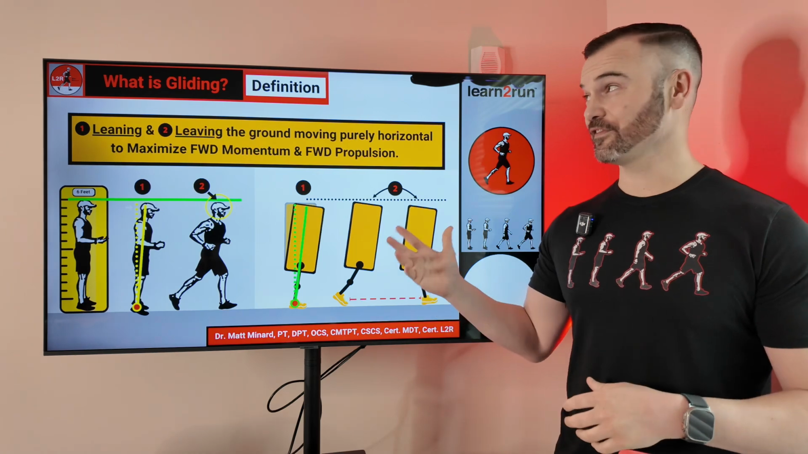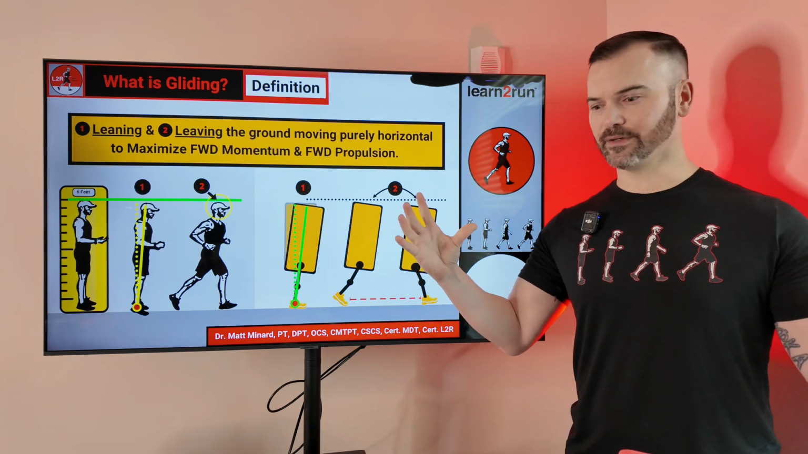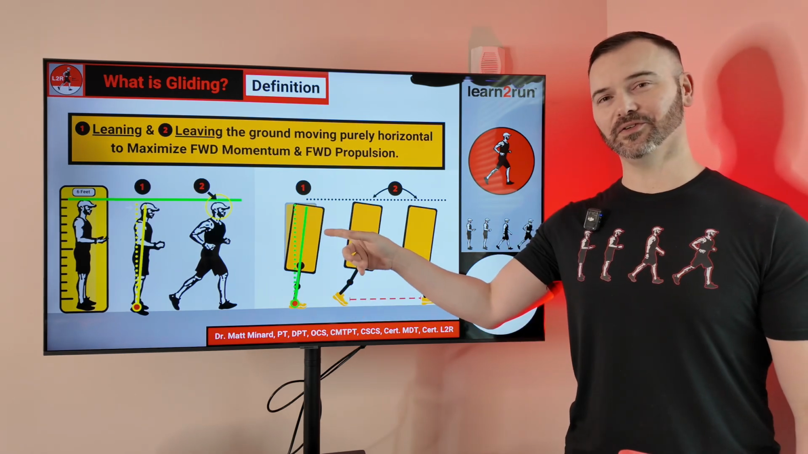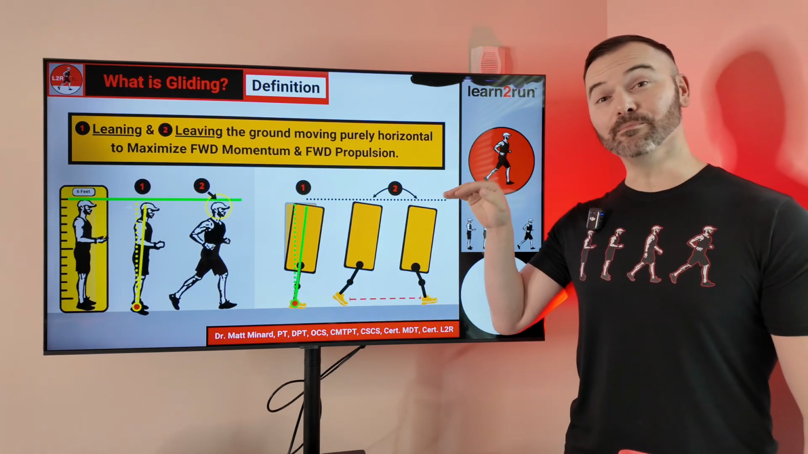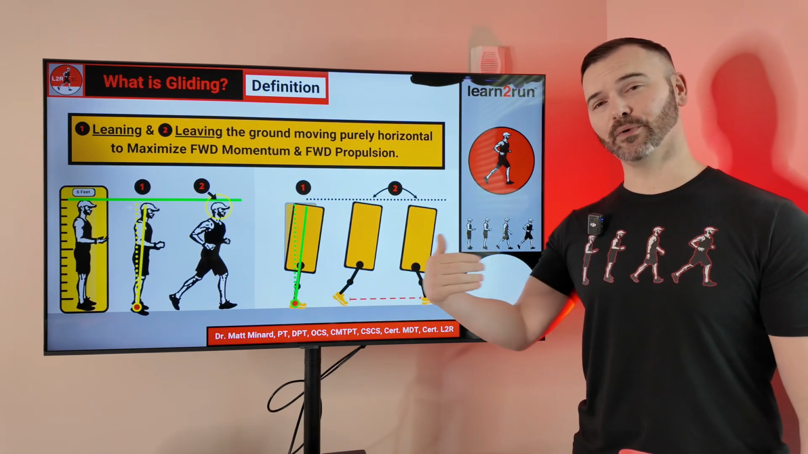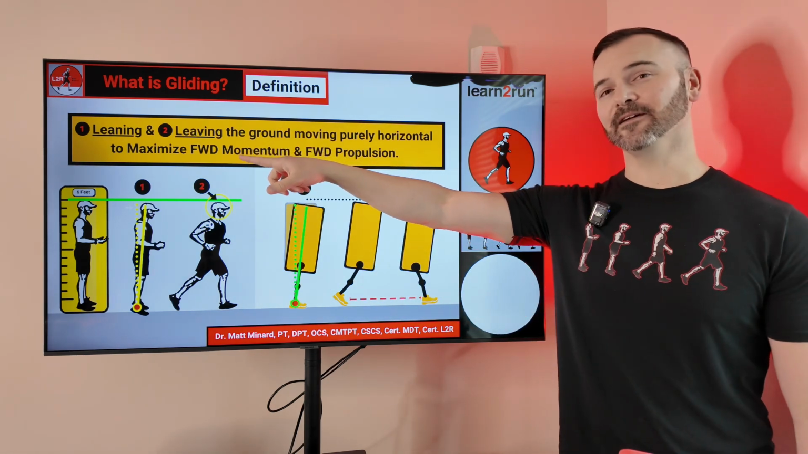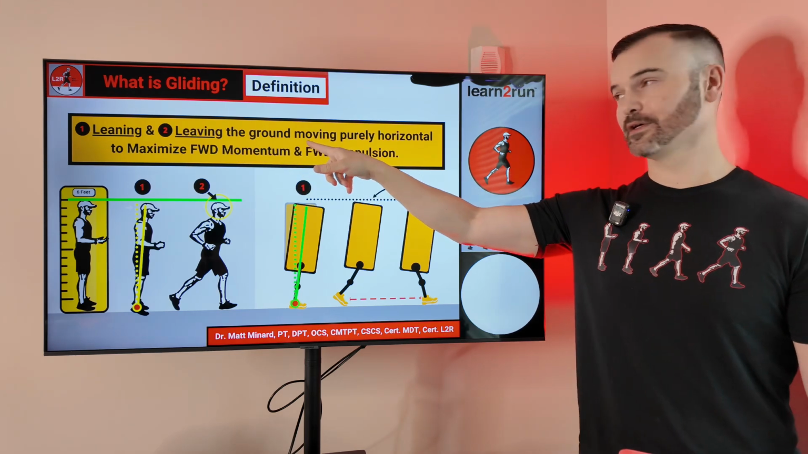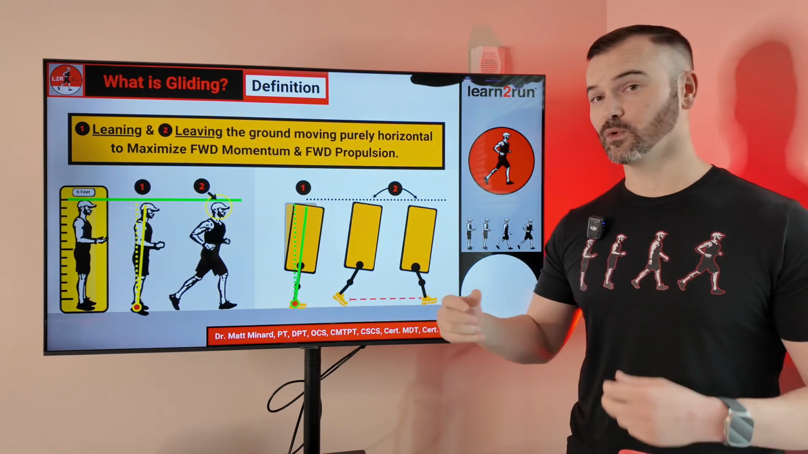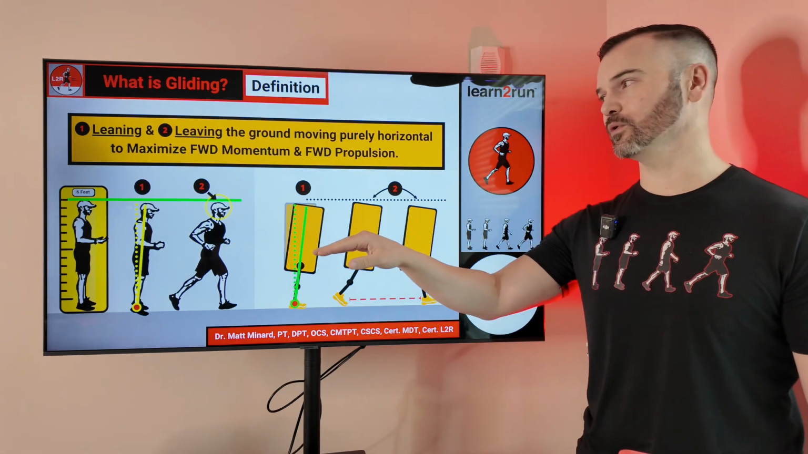Let's get a little bit more clear of a definition on gliding. As always, I like to think zoom out, big picture, not into the weeds quite yet. Imagine your body is just one unit, one rectangle. How do we move forward, minimizing the up and down and minimizing the braking or slowing? That's really what all this is. Gliding is 2 parts: leaning and leaving the ground, moving purely horizontal to maximize forward momentum or minimize braking, and forward propulsion, moving purely horizontal.